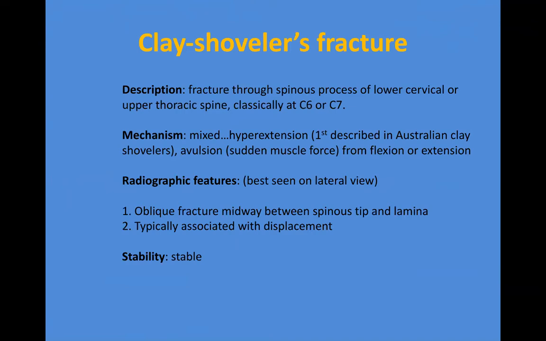And so this is classically a fracture we see at C6 or C7, usually oriented obliquely between the spinous tip and the lamina. Oftentimes there is displacement and distraction of the fracture fragment because it is an avulsive injury, but it's stable because it involves, again, only the posterior column.